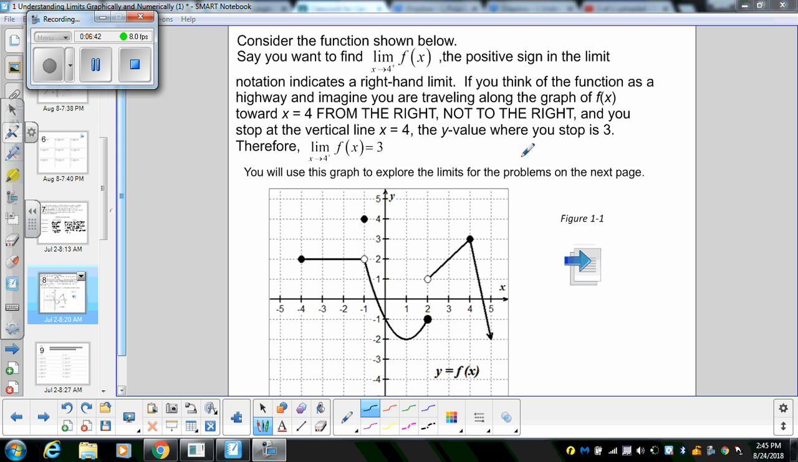You will use this graph to explore the limits on the next page. So again, here's 4, right? And I'm going to drive from the right side, and when I get to the vertical line x equals 4, what was my y value? 3. That is how you find a limit.